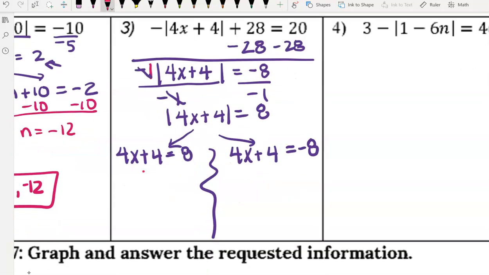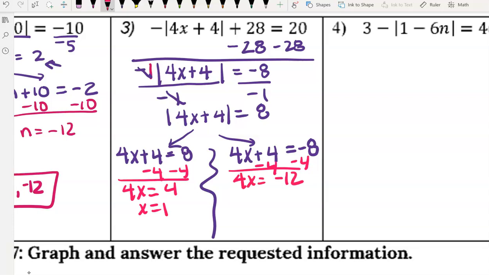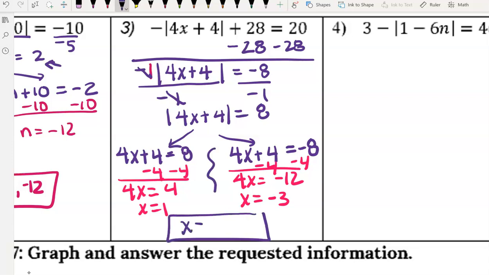So we're -4 from both sides, just like this. So 4x equals 4, divide both sides by 4, x is 1. -4 from both sides, 4x equals -12, divide both sides by 4, x is going to be -3. And we write our answer using a box. Let me erase this because I need space. Okay, box both of them up. X equals 1, comma, -3. Let's go to example 4.